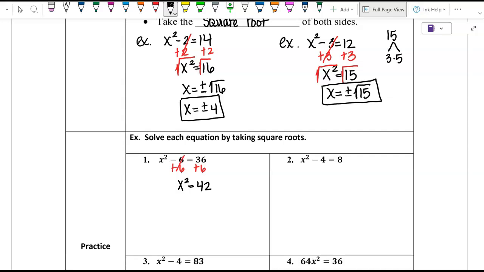Now that I have the squared term by itself, I can take the square root of both sides. So x equals plus or minus the square root of 42. When I look to see if there's any perfect squares in 42, it's 6 times 7. I know 6 doesn't have any perfect squares. 7 is prime. So I can't simplify the square root of 42, so that actually ends up being my answer. x equals plus or minus the square root of 42.